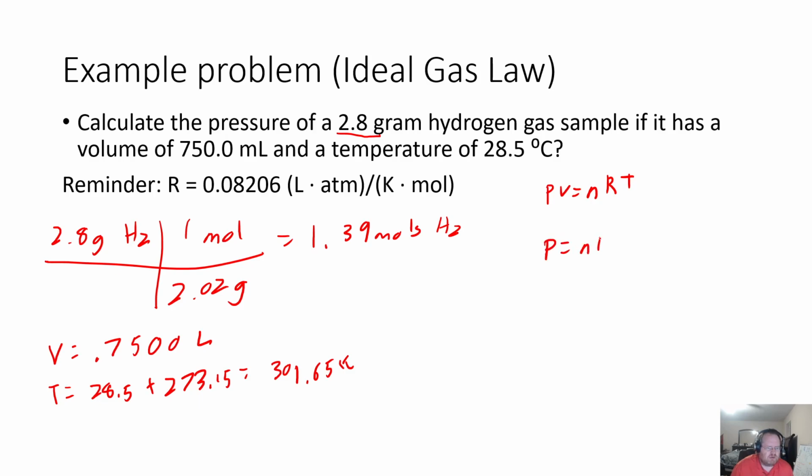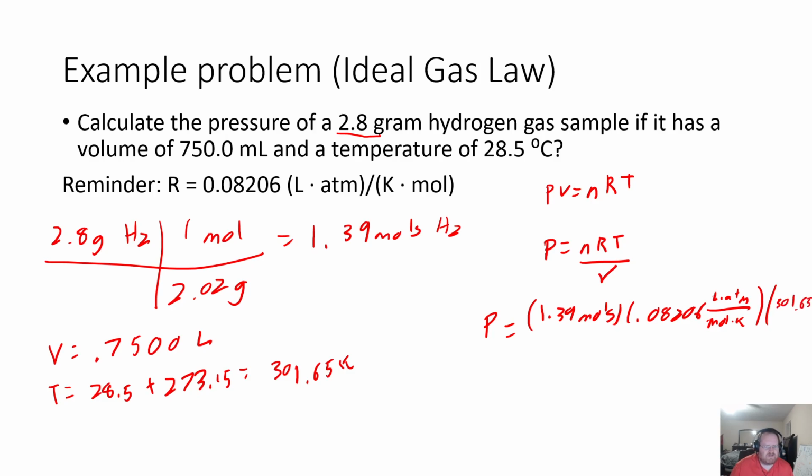So pressure equals nRT over V. So pressure is going to be 1.39 moles times 0.8206 liters atmospheres per mole Kelvin. We have a temperature of 301.65 Kelvin. Dr. Leslie didn't quite leave himself enough room, but it's close. It'll be okay. And then volume is 0.7500 liters.